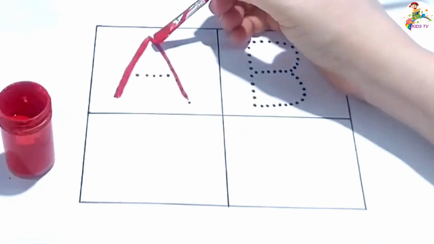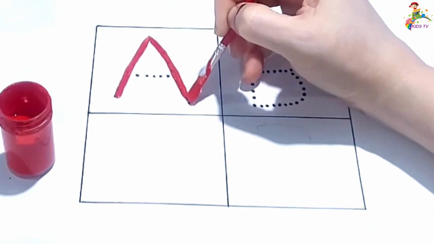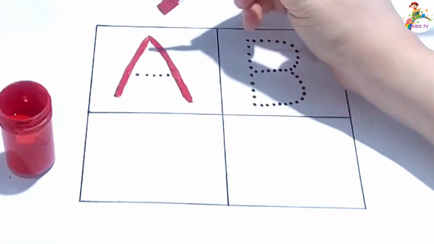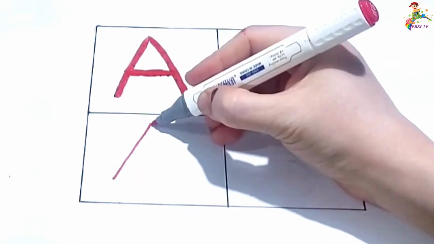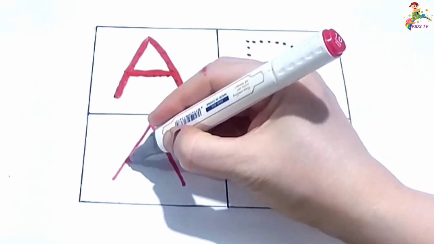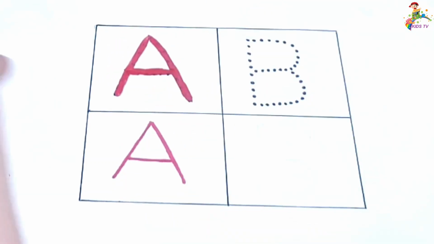Red color. A for apple. A for ant. Yellow color.